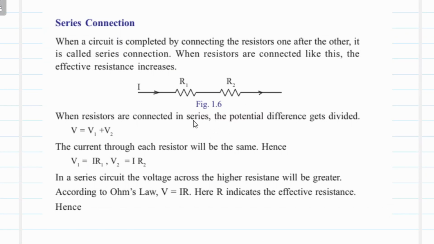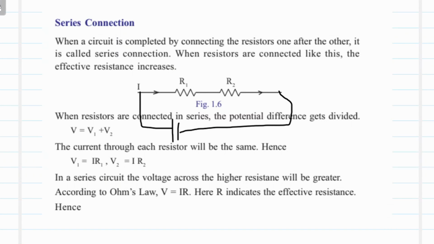That means the effective resistance. Just imagine I connect it with one battery. This is positive, this is negative. The current will flow like this, in the clockwise direction, that means positive to negative. At that time, a current I will be passing through the circuit.